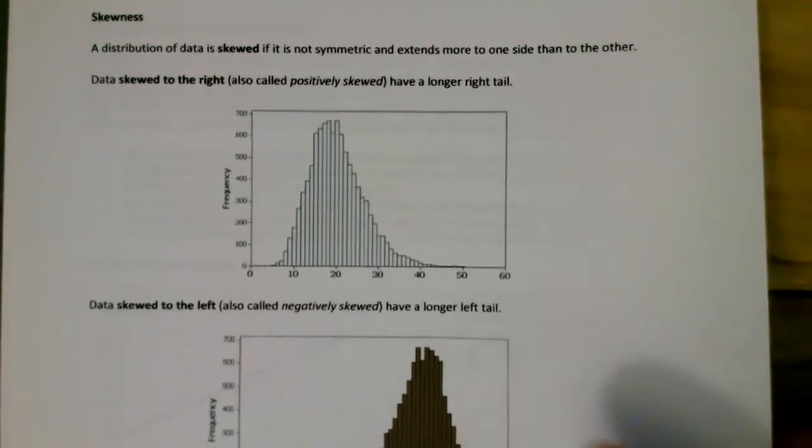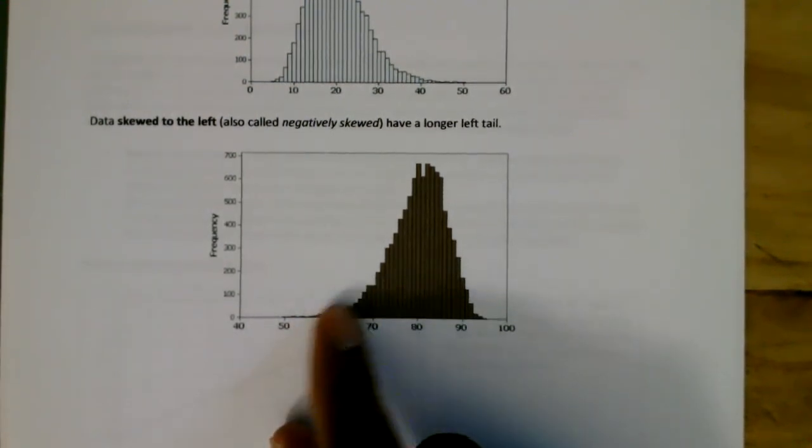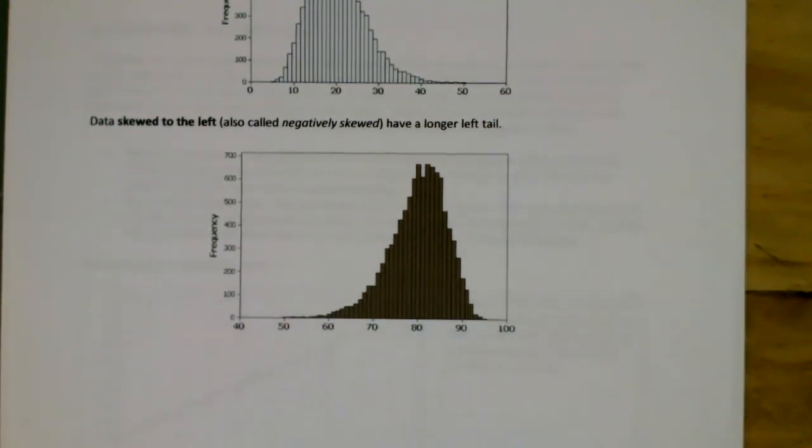Now for something that's negatively skewed, that data will be skewed to the left and has a longer left tail. So here's the left tail right here. That tail is longer there. So it's skewed to the left, or negatively skewed.